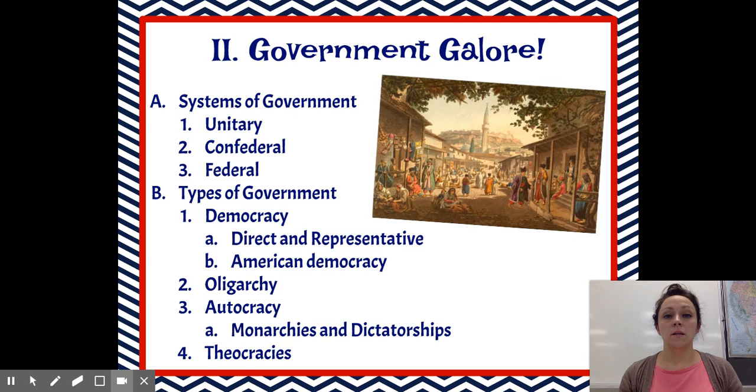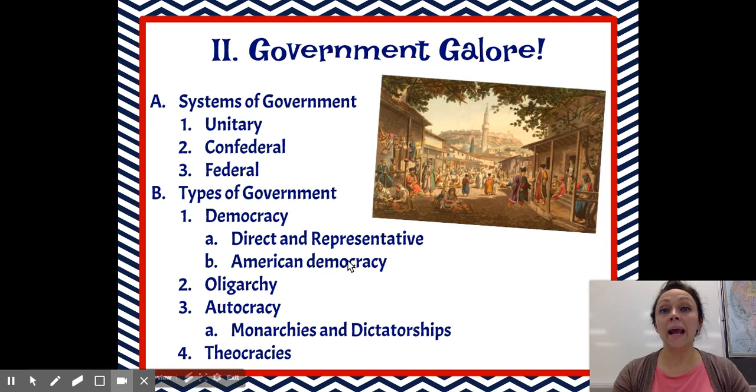Okay. The representative democracy, like we have in the United States, is where people elect representatives to make government decisions on our behalf. So, for example, we elect members of Congress. We elect the president to help make those government decisions.